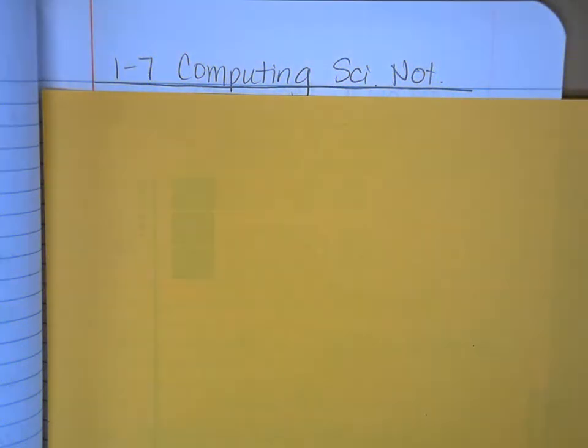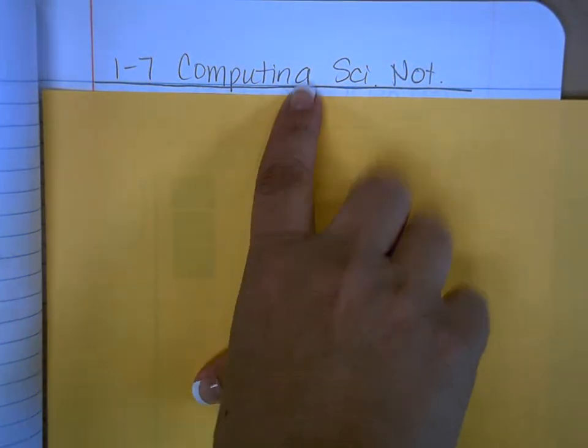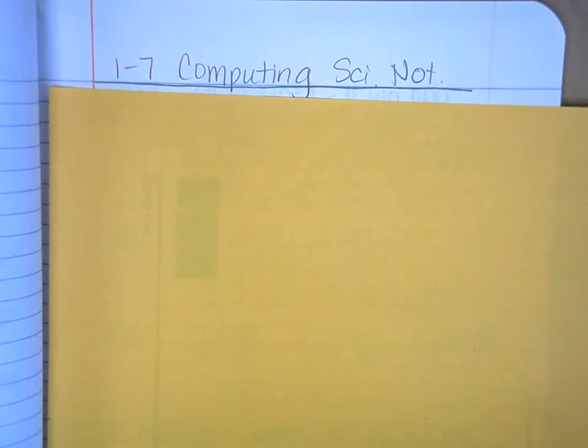Okay, so this is 1-7, computing scientific notation. Feel free to abbreviate. Computing scientific notation.